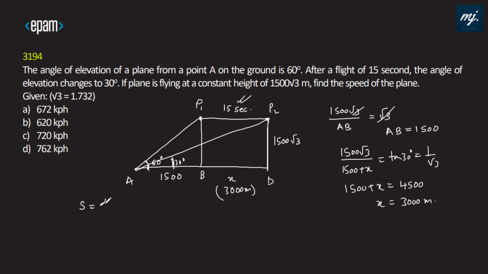So speed of the plane is distance by time. Distance traveled is 3000 meter in 15 seconds. So that means speed would be 200 meter per second. But all speeds are given in kph, so we multiply by the conversion factor. Conversion factor is 18 by 5 to convert into kilometer per hour. This is 40 into 18, 4 into 18 is 72, and a zero: 720 kilometer per hour. Option C fits in.